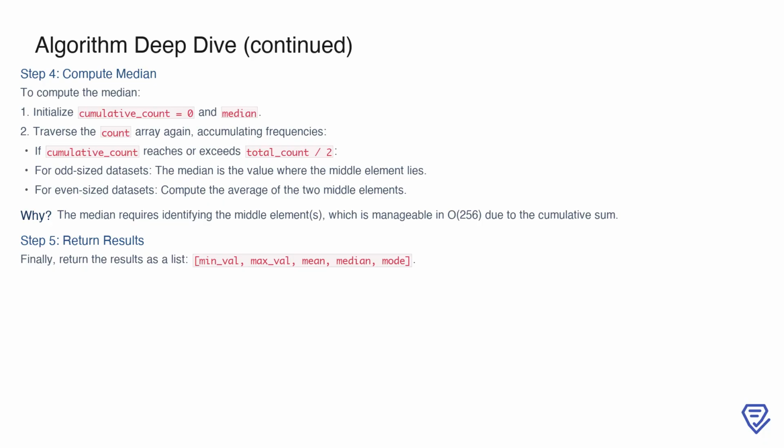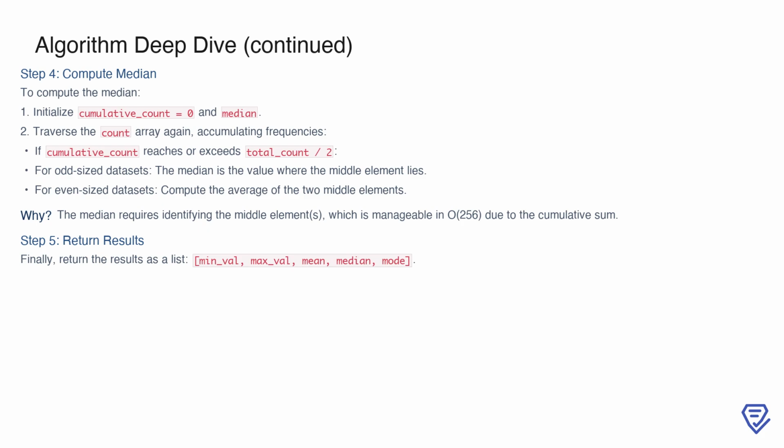This requires a second traversal of the count array. We start by initializing a cumulative_count variable to 0. This variable keeps a running sum of frequencies as we traverse. The idea is to determine when cumulative_count reaches or exceeds half the total count of the dataset, represented by total_count/2.